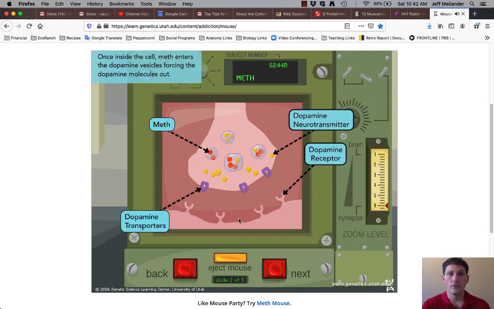All right. So now, what do you think's going to happen if we're forcing this dopamine out and those meth molecules are staying in these vesicles? What do you think is going to happen next?